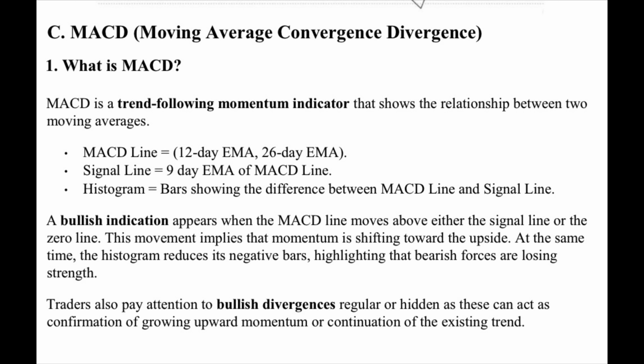A bullish indication appears when the MACD line moves above either the signal line or the zero line. This movement implies the momentum is shifting toward the upside. At the same time, the histogram reduces its negative bars, highlighting that bearish forces are losing strength. Traders also pay attention to bullish divergences, regular or hidden, as these can act as confirmation of growing upward momentum or continuation for the existing trend. So let's break this down one by one.